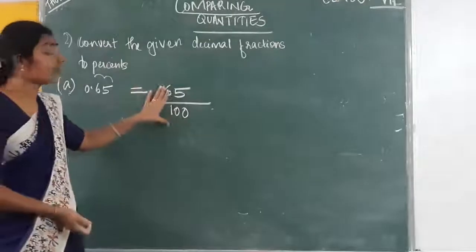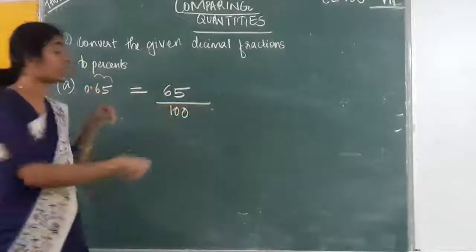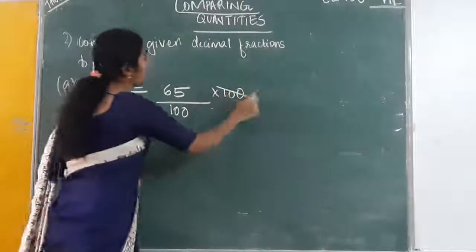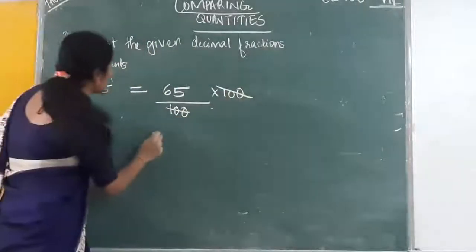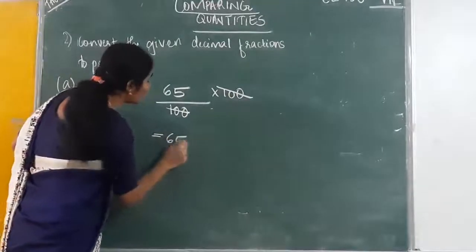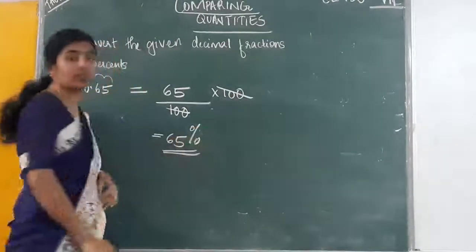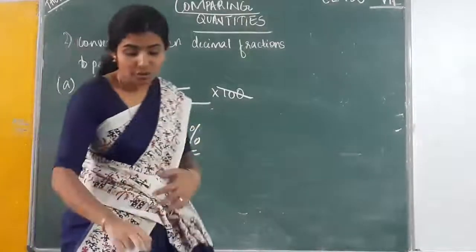So when you are given a fraction, how to convert it into percentage? Multiply it by 100. The same numbers are there, so you can cancel it. Now what is the meaning? The answer is 65 with the percentage symbol. Now similarly you should do the next one.